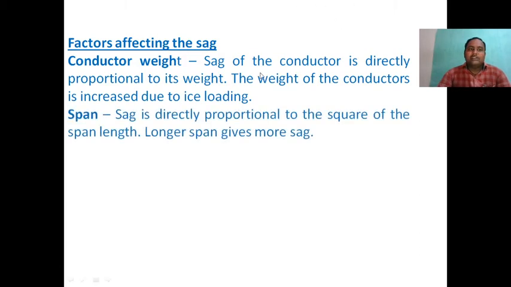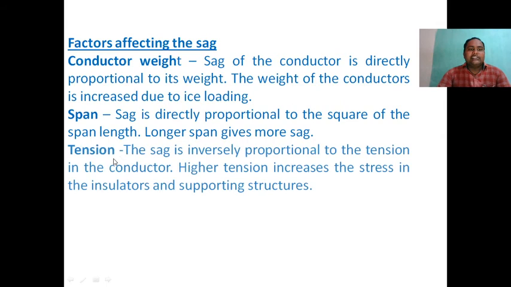Span. Sag is directly proportional to the square of the span length because S is equal to WL square by 8T. A longer span gives more sag. Tension. The sag is inversely proportional to the tension in the conductor. Higher tension increases the stress in the insulator and supporting structure.